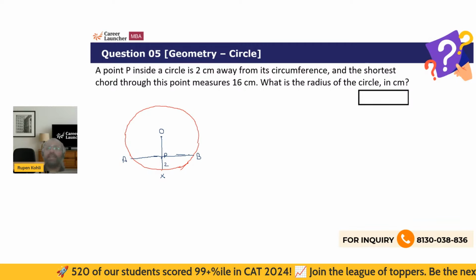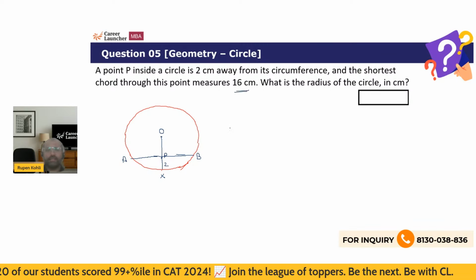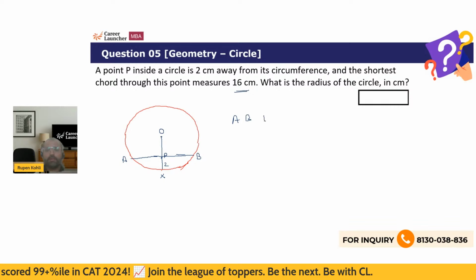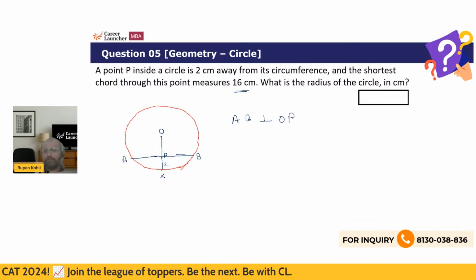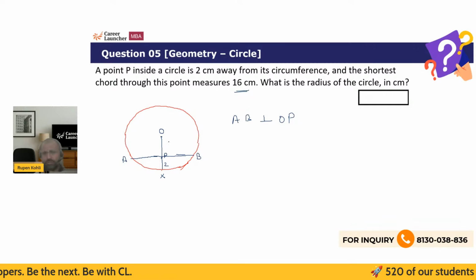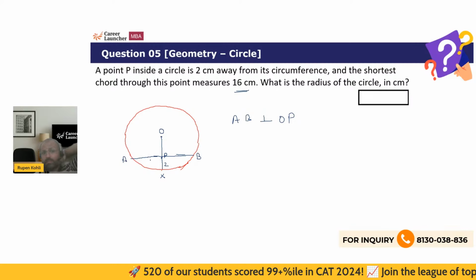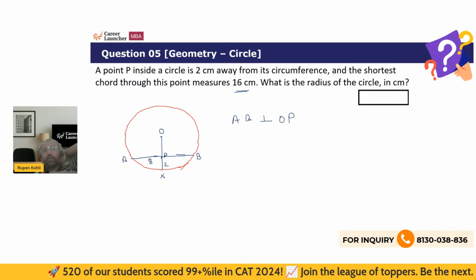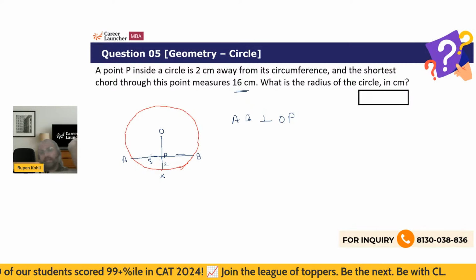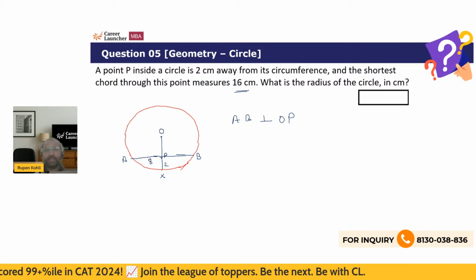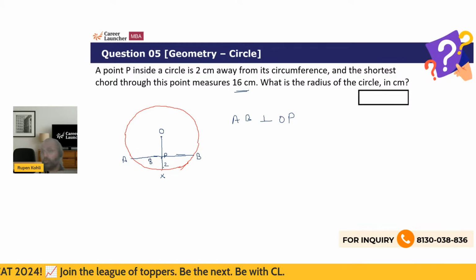So this AB is 16 in length, and AB should be perpendicular to OX or OP, one and the same thing. So if this is 16, we know that the perpendicular from the center of a circle to a chord bisects it. Hence, AP equals PB equals 8 each. Now we have to find the circle's radius. We know 2 dimensions. This AP is 8. This PX is 2.